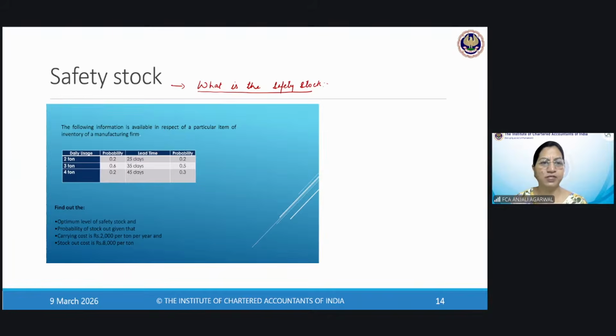The following information is available in respect of a particular item of inventory. No, there is no need. Maximum consumption into maximum time, when you have taken that, you have already gone very conservative. If then you want to add more safety stock, you are being overly protective. And we will see that that will require cost from your part. So business should not do that.